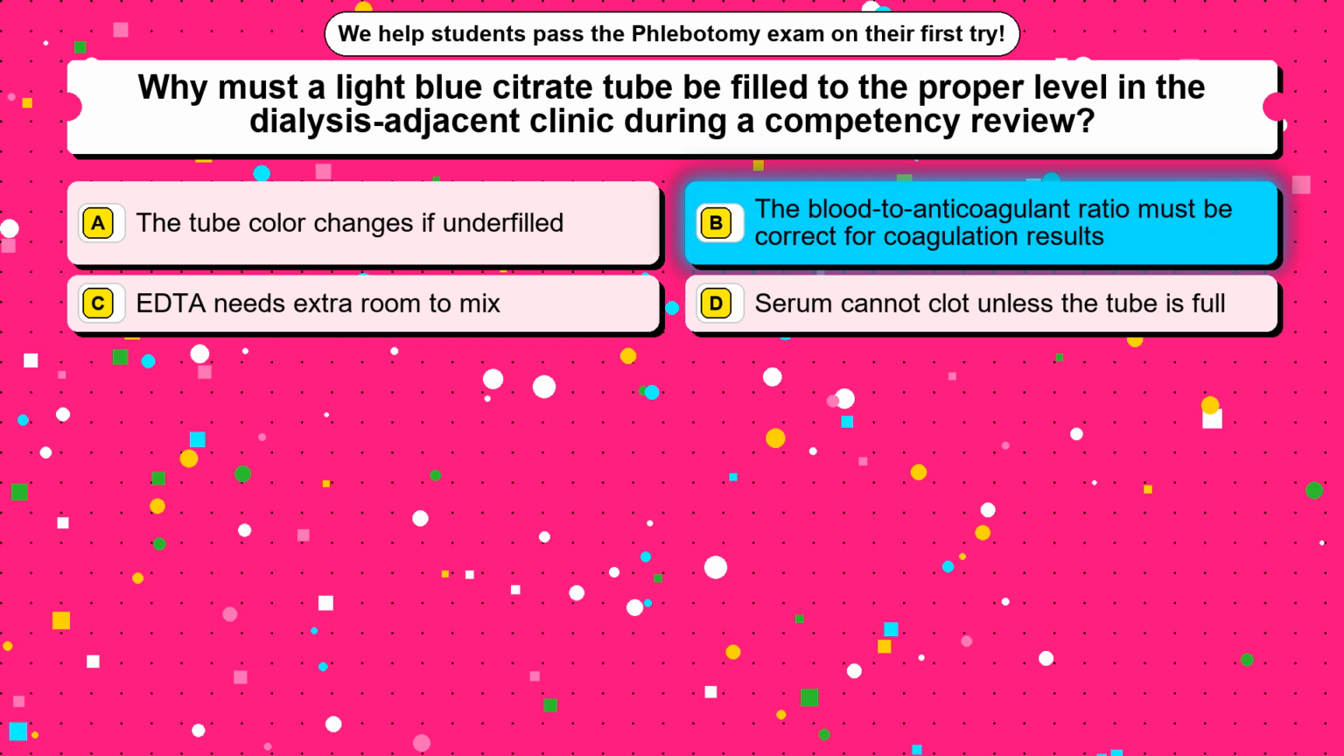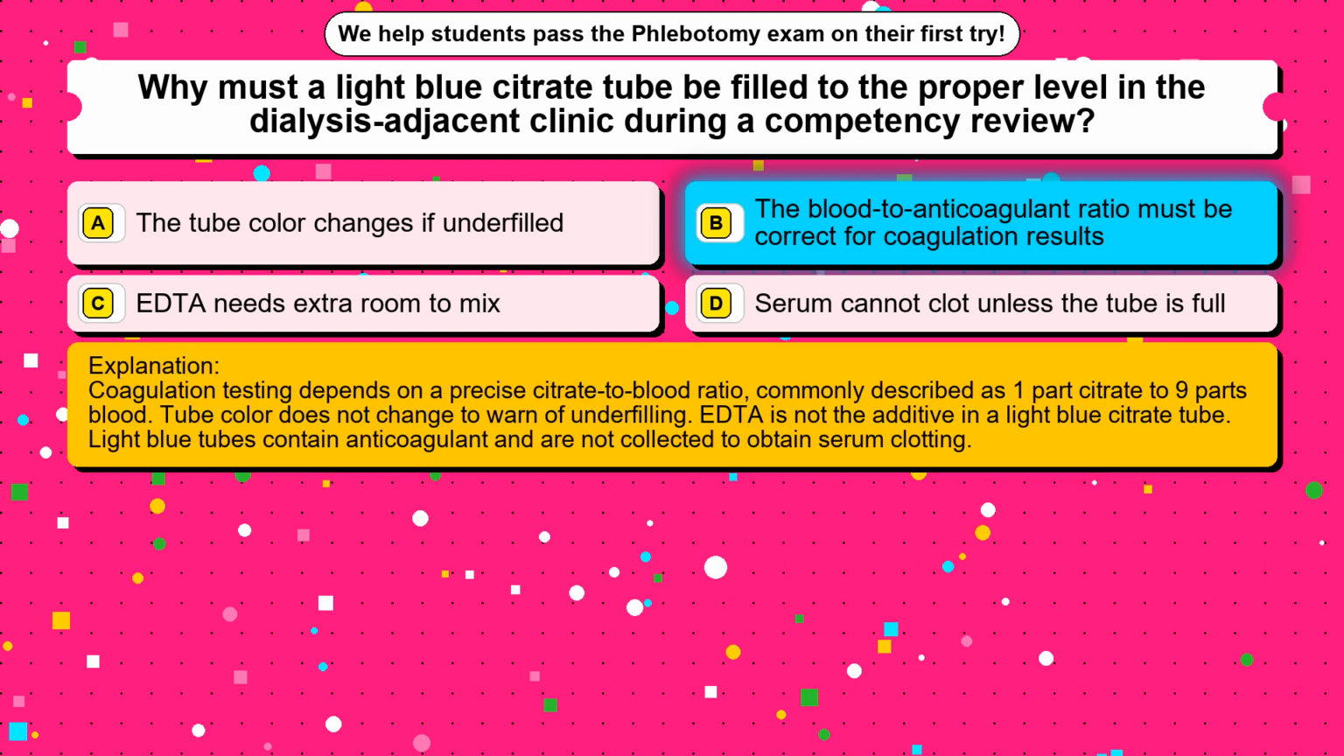The blood to anticoagulant ratio must be correct for coagulation results. Coagulation testing depends on a precise citrate to blood ratio, commonly described as 1 part citrate to 9 parts blood. Tube color does not change to warn of underfilling. EDTA is not the additive in a light blue citrate tube. Light blue tubes contain anticoagulant and are not collected to obtain serum clotting.